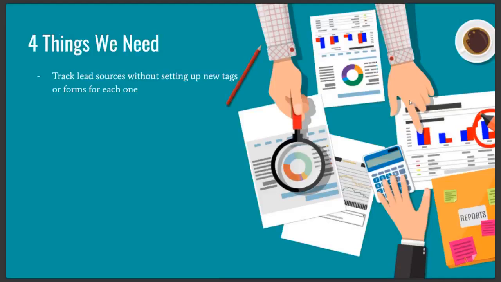If we have to set up a separate form and tag for every lead source that people come from, I'm going to have one from Facebook for this ad, for this demographic, for this interest, and I'm just going to have thousands of tags and forms. So that's right out. We can't use that. 2, we need to be able to calculate our KPIs, and that was leads, conversion rate, revenue, lead value, ROI, etc. automatically. I don't want to keep pulling these numbers and putting them into a calculator in Excel each time, right?